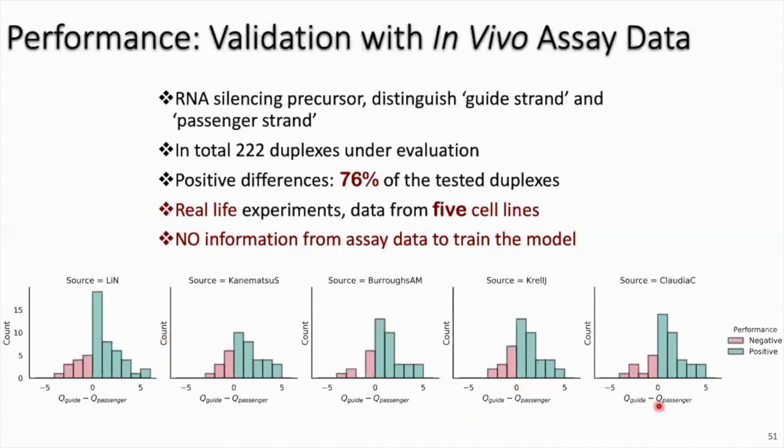In fact, the most impressive thing about this experiment is that, as we have already discussed, we only trained our deep learning model against the structure data. We have never used any information from the assay data to train our deep learning model. However, the prediction of our deep learning model is still consistent with this real-life wet experiment assay. So this really demonstrates the effectiveness of our idea.